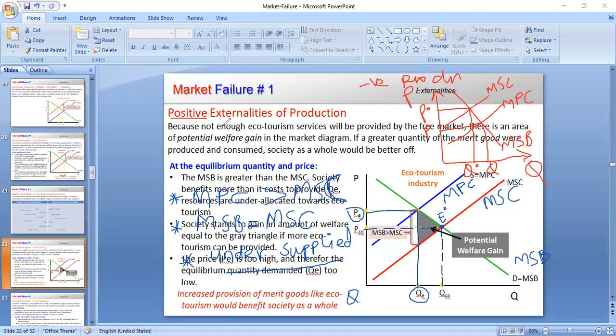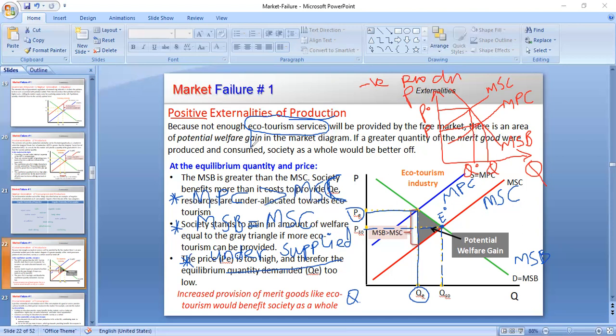Now, let us look at an example of positive externality in production. For example, here we have what we call ecotourism services, where we have, for example, forests. You can have a forest where the tourists come and visit. The forests are for tourism attraction. So when these tourists come to visit the forest, of course they generate revenue, government revenue, right?